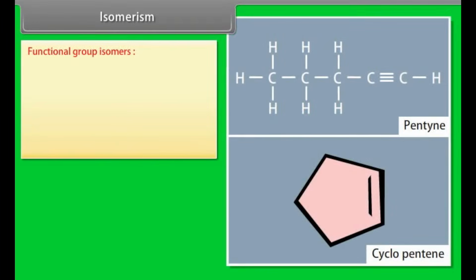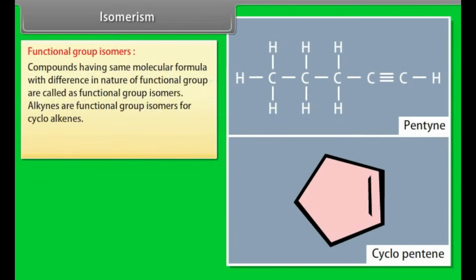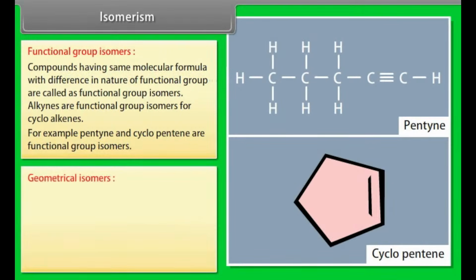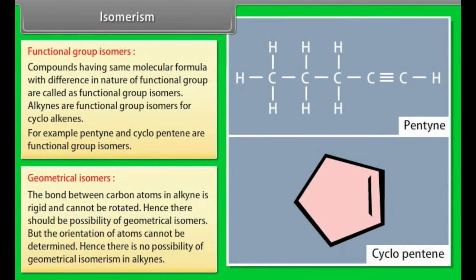Functional group isomers. Compounds having the same molecular formula with a difference in the nature of the functional group are called functional group isomers. Alkynes are functional group isomers of cycloalkenes. For example, pentyne and cyclopentene are functional group isomers. Geometrical isomers. The bond between carbon atoms in an alkyne is rigid and cannot be rotated. Hence, there should be a possibility of geometrical isomers. But the orientation of atoms cannot be determined. Hence, there is no possibility of geometrical isomerism in alkynes.